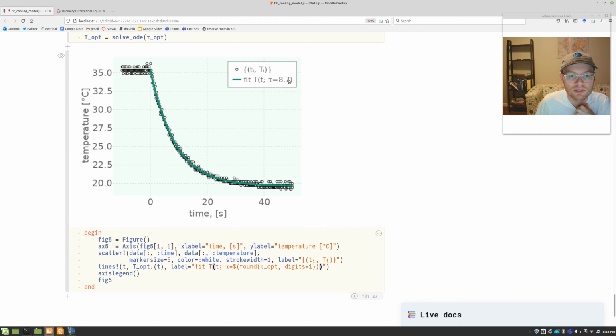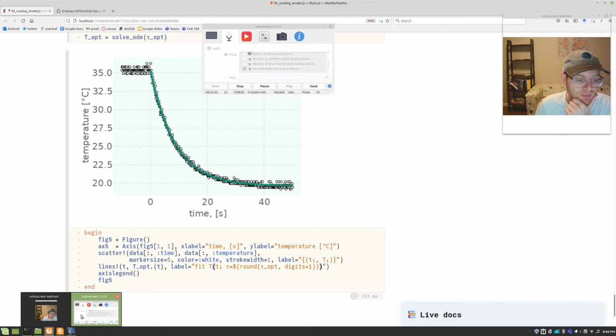So here's your optimal tau, 8.7, and the model fits the data very nicely, which is really satisfying because this is a real data set. And then for your activity, you'll do this for the SIR model. Okay, thanks.